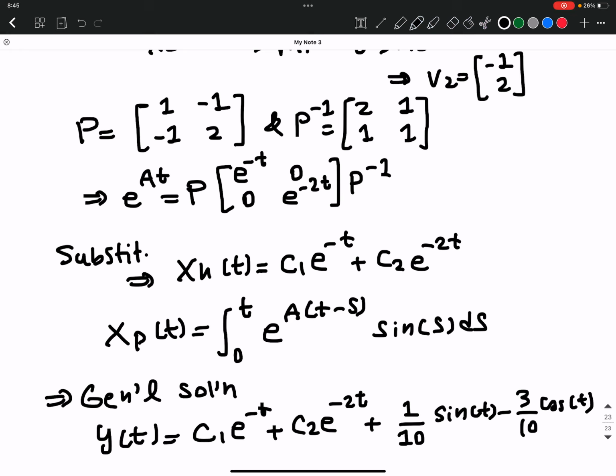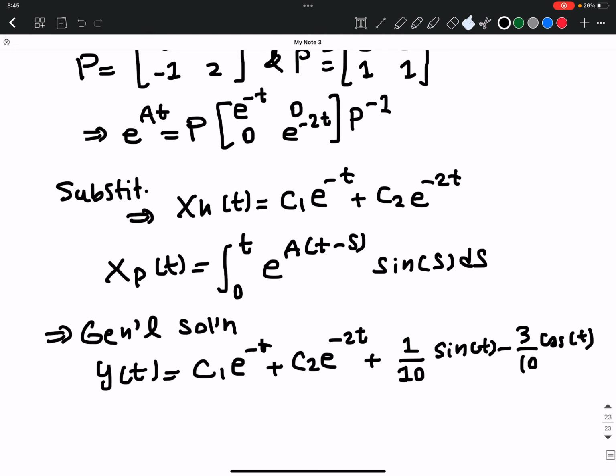Okay, so I have my homogeneous solution and also my particular solution. Now, there is an easier way in this particular problem. This was very general, so you can solve this for any problem that you have. But there is a simpler way to solve for the particular solution as well.